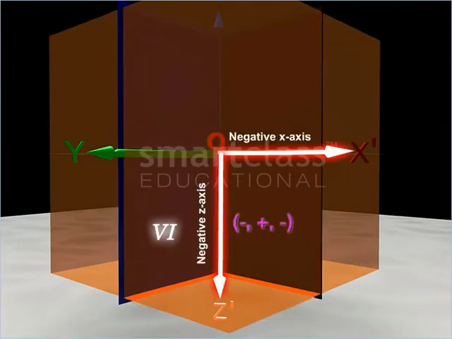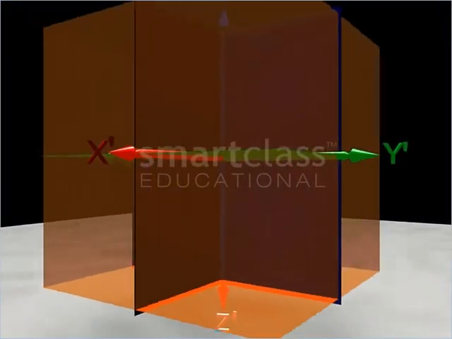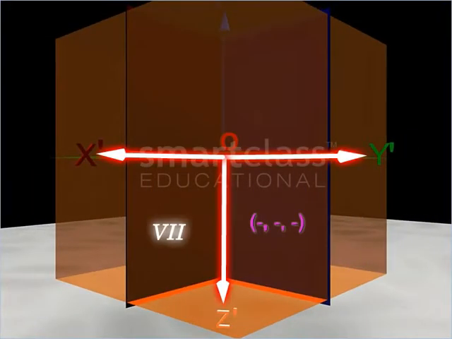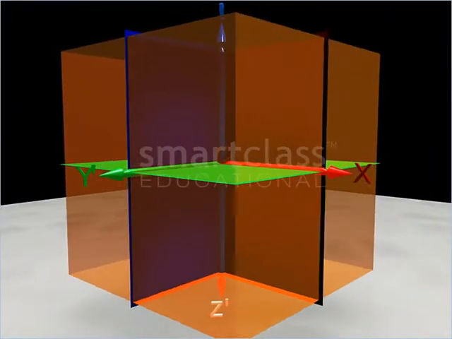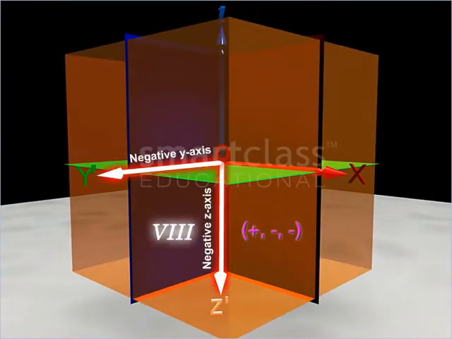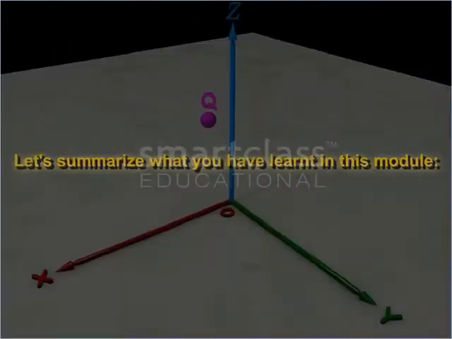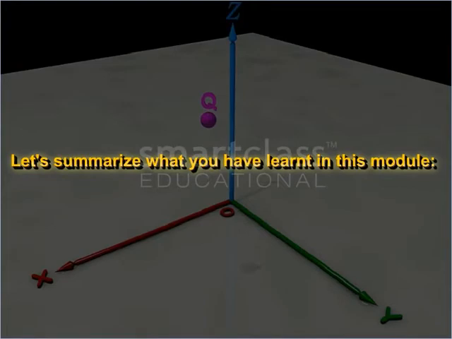In the sixth octant, all coordinates of a point are negative except the y coordinate. In the seventh octant, all coordinates of a point are negative. And finally, in the eighth octant, all coordinates of a point are negative except the x coordinate. Let's summarize what you have learned in this module.